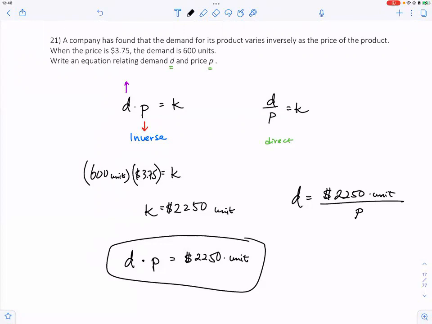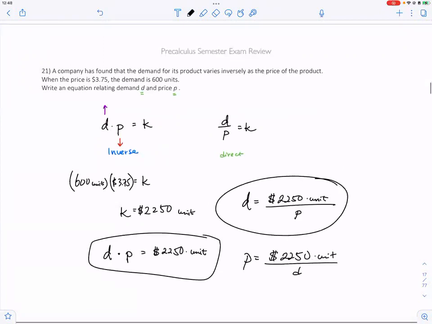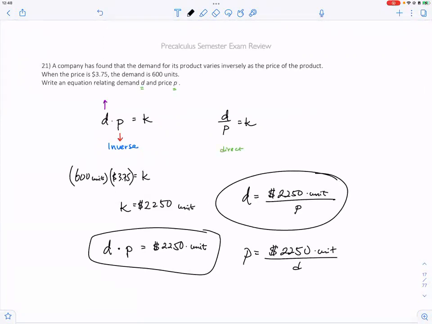Okay, so this is the equation. This would also be an acceptable equation. Just make sure that the units are proper. Don't say per unit when there's no division. It's just dollar times unit.